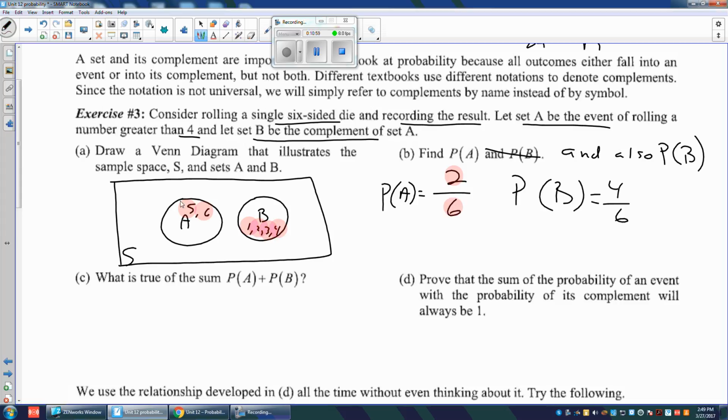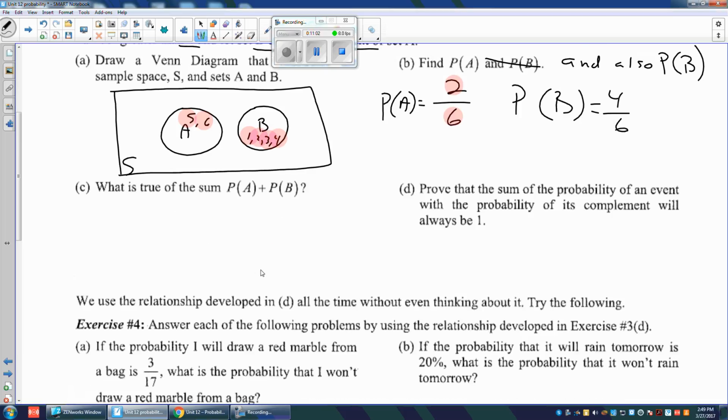What's true about the probability of A plus the probability of B? 2 out of 6 plus 4 out of 6 equals 6 out of 6, which is 1. Will this always happen with a complement? Prove that the probability of an event plus the probability of its complement will always be 1. Cool.